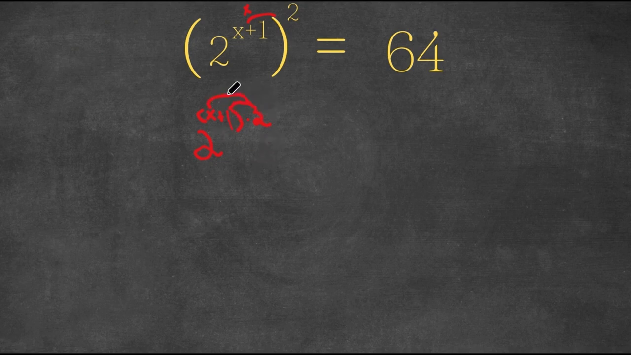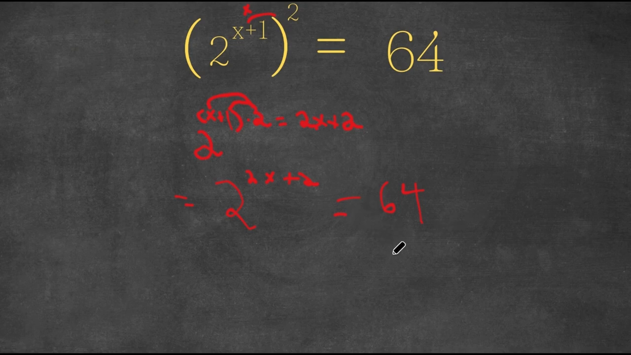So if we multiply 2 by x and 2 by 1, we get 2x, because 2 times x is 2x, plus 2 times 1 is simply 2. So this leaves us with 2^(2x + 2). And this equals 64 still, right?